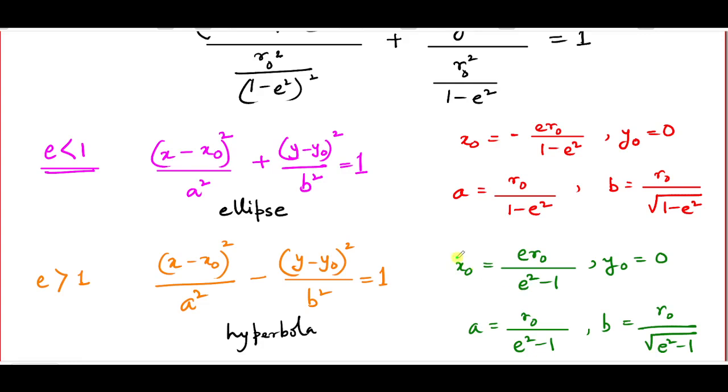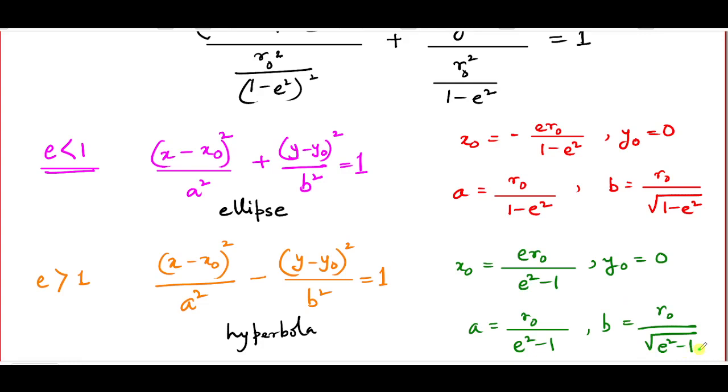Remember, a and b are positive by definition. So when I take the square root of r0 square by 1 minus e square whole square, in the ellipse case you had r0 by 1 minus e square, whereas for the hyperbola case, the positive number will be r0 by e square minus 1, since e now is more than 1. And b is the square root of this quantity with an overall minus sign added to it. So it's r0 over square root of e square minus 1.